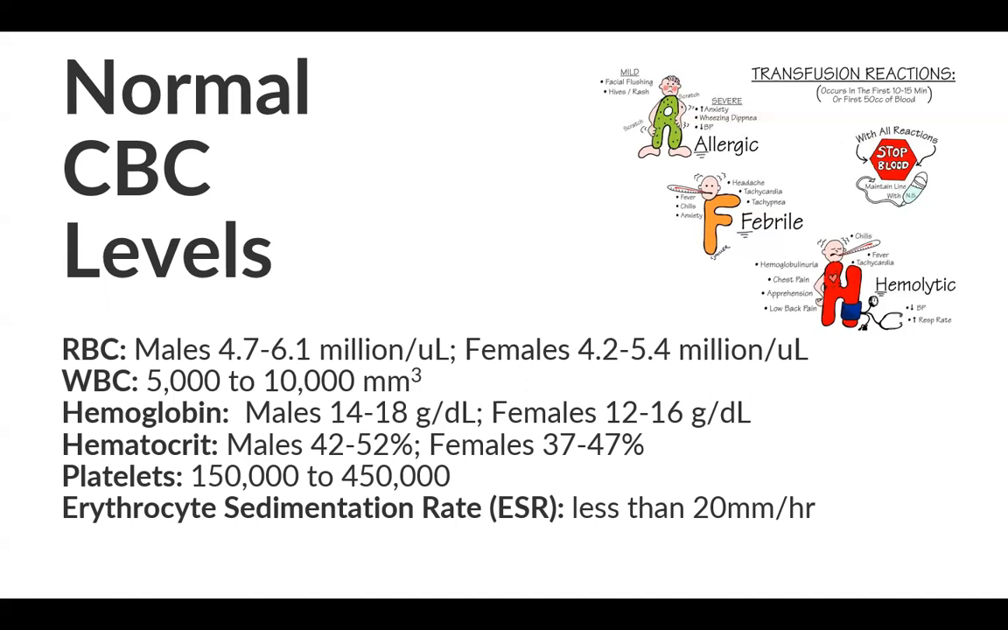All right, the next value is going to be hemoglobin. Notice that there's a difference between males and females. So when we look at the males, we're looking at 14 to 18 grams per deciliter. When we're looking at females, we're looking at between 12 to 16 grams per deciliter.